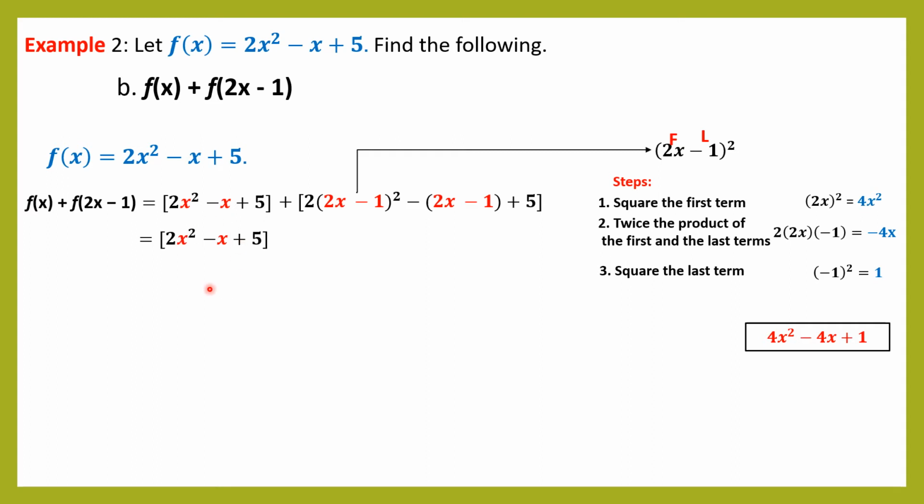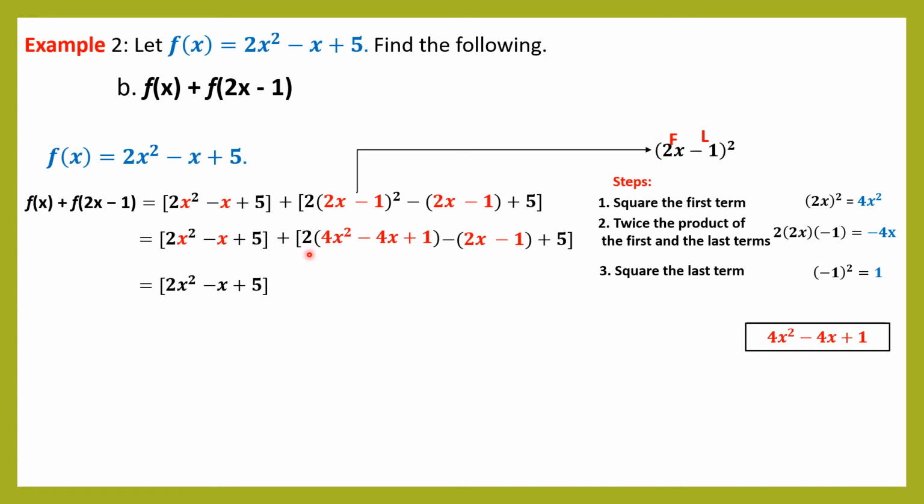Ito, just copy. 2x squared minus x plus 5. Then, plus. So, yung quantity 2x minus 1, quantity squared, ay eto na yung 4x squared minus 4x plus 1. Yung sinimplify natin na to. Then, copy lang natin yung minus quantity 2x minus 1, quantity plus 5. Then, this time, magmumultiply na tayo. Ito ang imumultiply natin. So, ito, yung nasa unahan, copy lang natin yan.